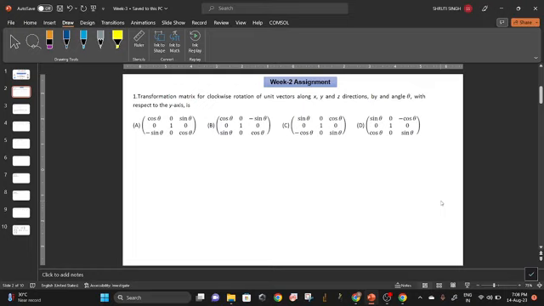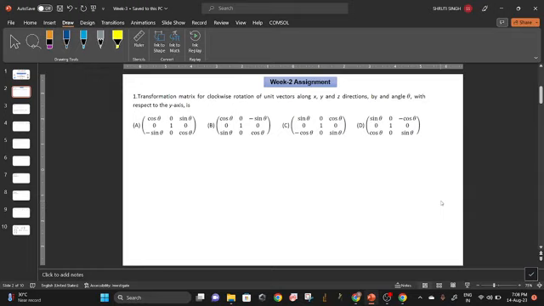getting a matrix like cos theta, sin theta, 0; then minus sin theta, cos theta, 0; then 0, 0, 1. Yes, so this matrix comes in the case of z-axis rotation.